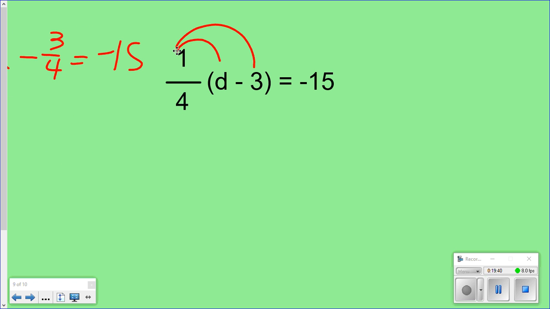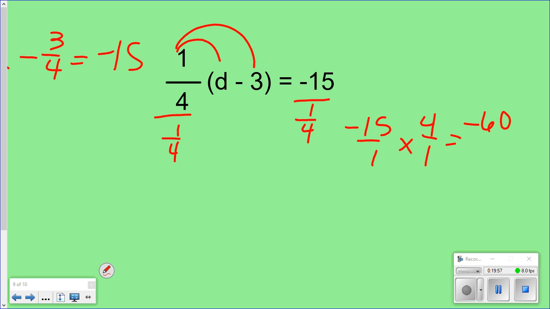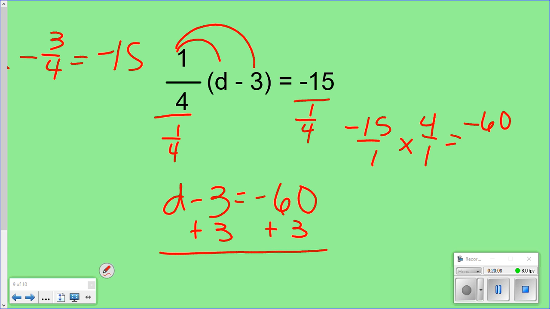Okay, I'm guessing many of you divided. So divide by 4, divide by 4. Then you have negative 15 over 1 times 4 over 1, right? Negative 60. Don't forget negative. Then it'd be b minus 3 equals negative 60. Plus 3, this is where a lot of you got in trouble. You thought it was negative 63, but it's negative plus positive, which would be negative 57 in the end.